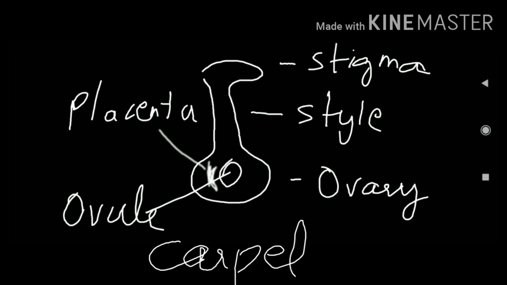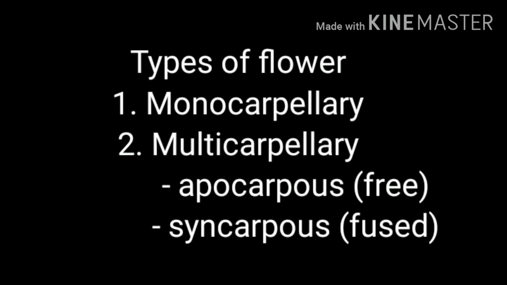Now we will discuss the types of flower on the basis of number of carpels present in it. If a flower contains a single carpel, then it is called monocarpellary, and if it contains more than one carpel, then it will be called a multicarpellary flower. And multicarpellary flower is also further divided, as you can see on screen, that if the carpels are free, then it will be called apocarpous, and if the carpels are fused together, then it will be called syncarpous.